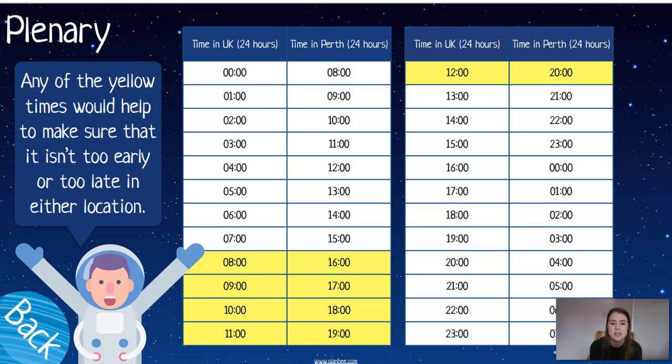So we have any time between 8 a.m. and 12 midday for us in the UK, because that would give them the opportunity between 4 and 8 o'clock, sorry, in Perth to not be ringing them in the middle of the night. So well done if you managed to come up with any of those answers.